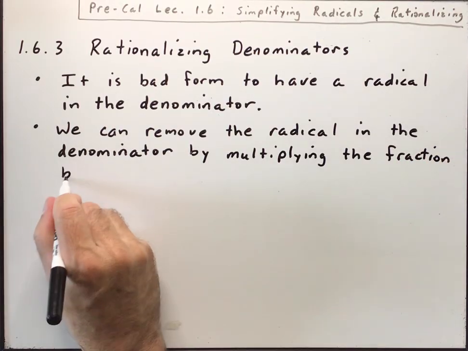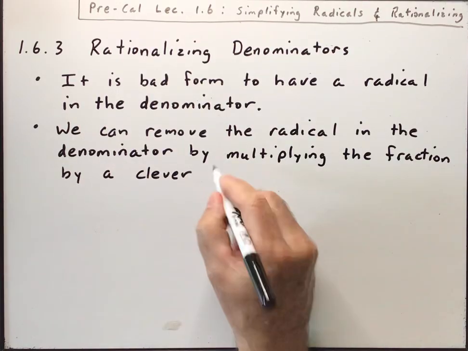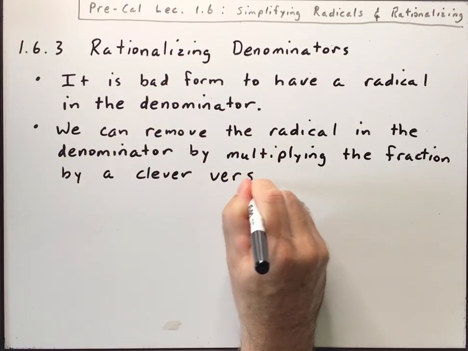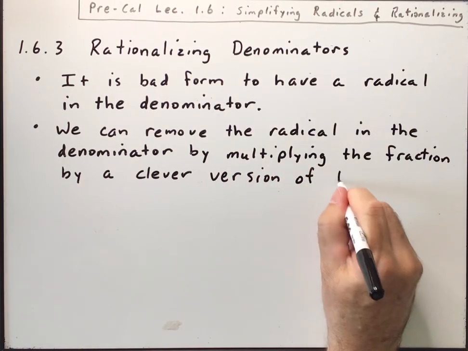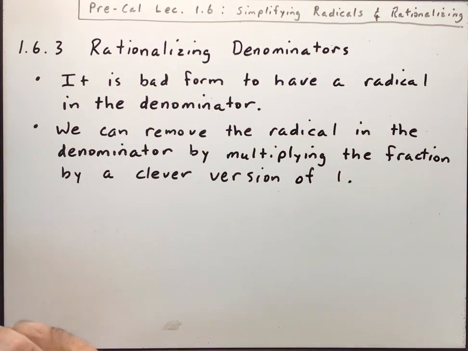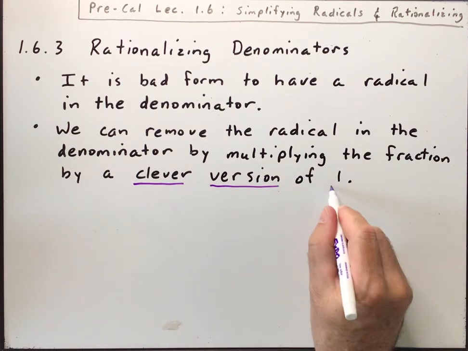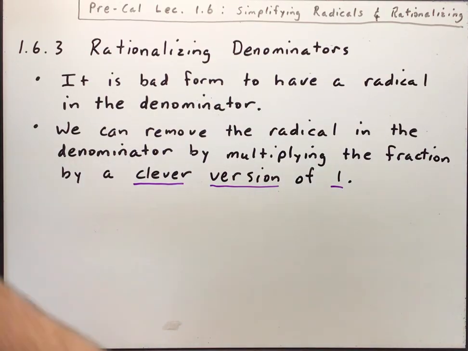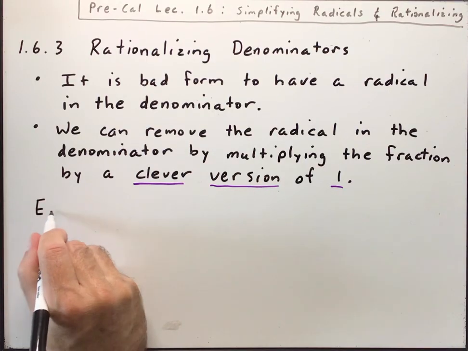by a clever version of 1. All right, a clever version of 1. A lot of math is just clever versions of 1s and 0s. Okay, so let me show you what I'm talking about by a couple of simple examples, and then we'll raise the bar on the example.